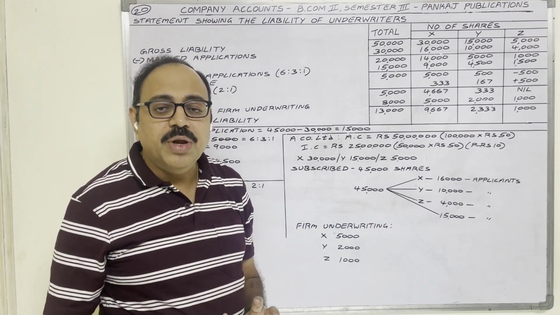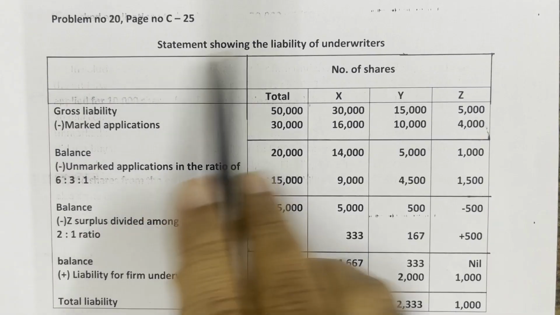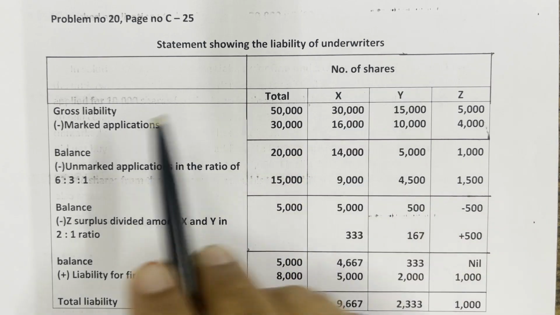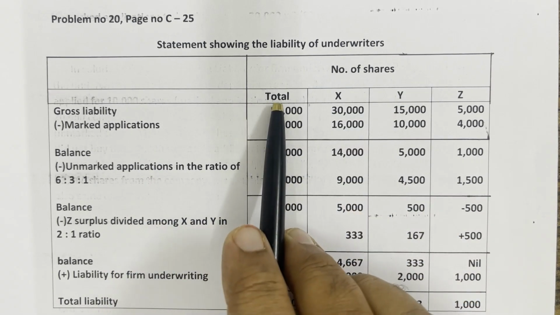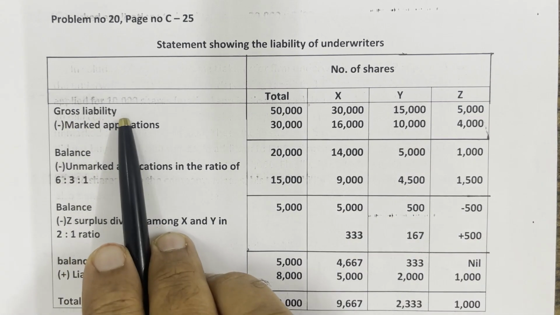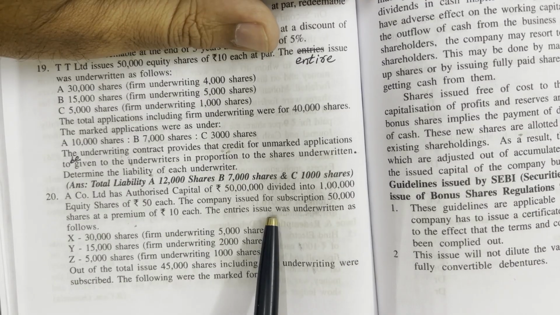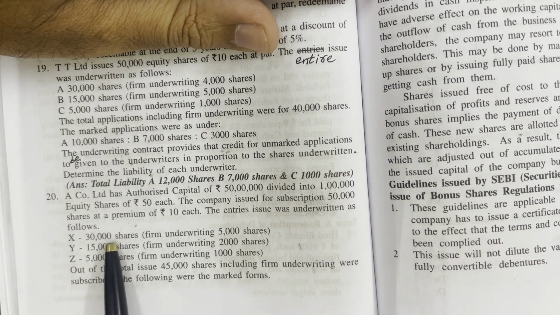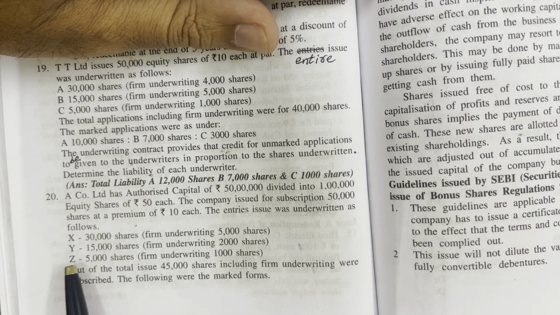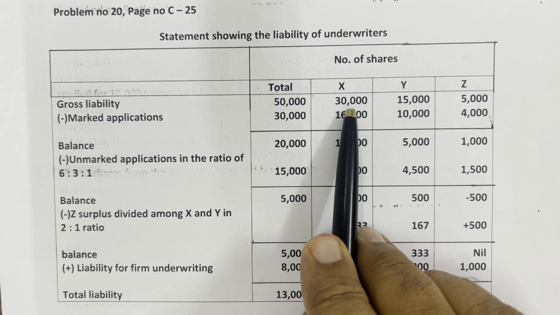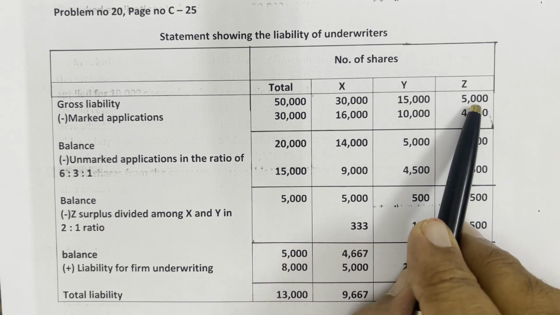So let us neatly present this solution on paper. This is a table. Heading: Statement showing the liability of underwriters. Number of shares. Under that, total, X, Y and Z. First, you have to take gross liability. In the question, it says the entire issue was underwritten as follows: X 30,000 shares, Y 15,000 shares, Z 5,000 shares. These three numbers are known as the gross liabilities of underwriters: 30,000 shares, 15,000 shares, 5,000 shares.